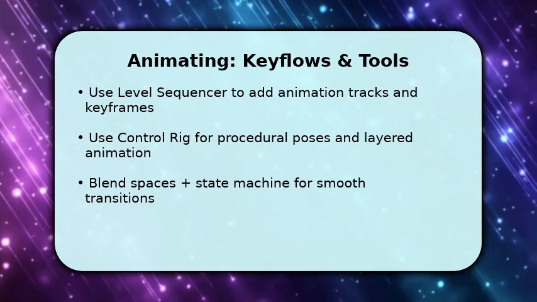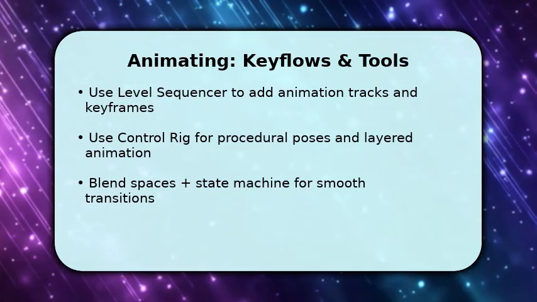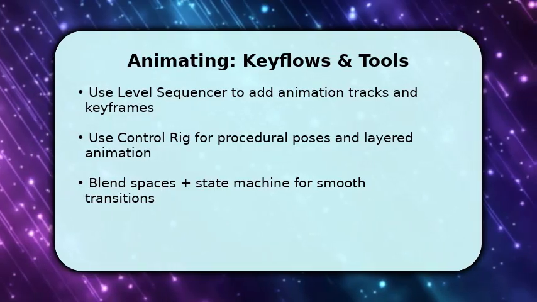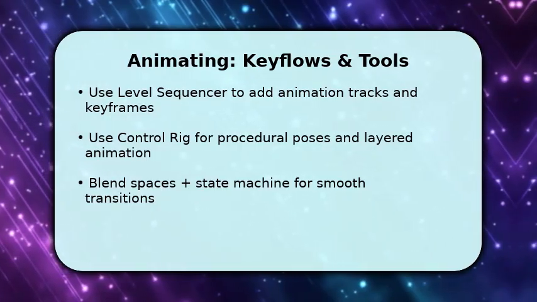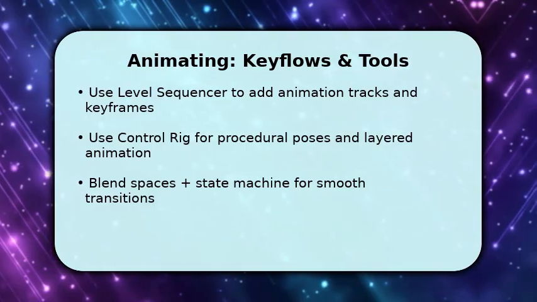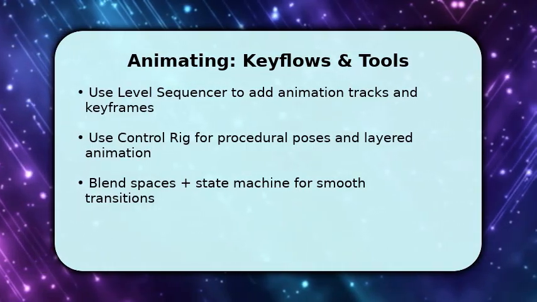You work the middle by building motion. Open the level sequencer, add your skeletal mesh, and drop animation sequences into tracks. Set keyframes for timing. Once the baseline is there, use Control Rig to craft procedural adjustments. This saves time for tweaks and offsets.